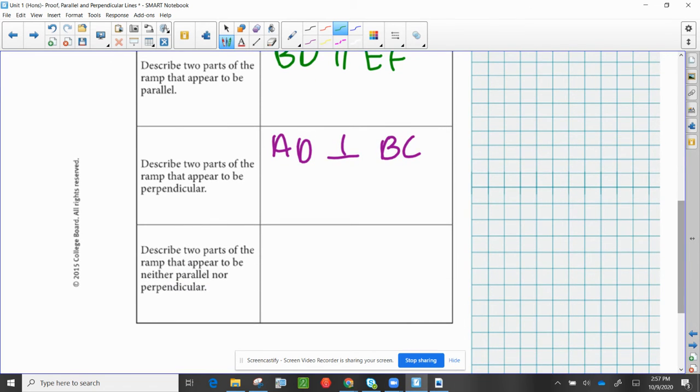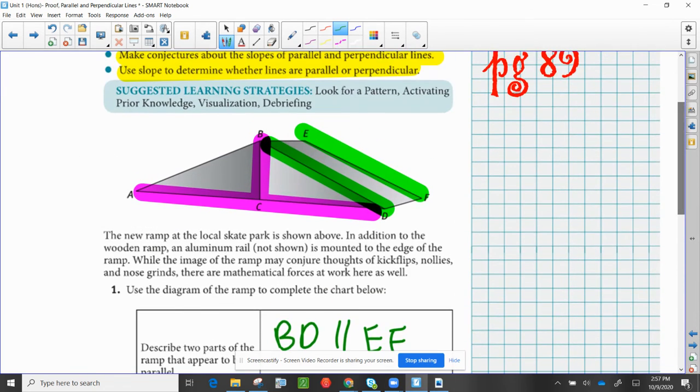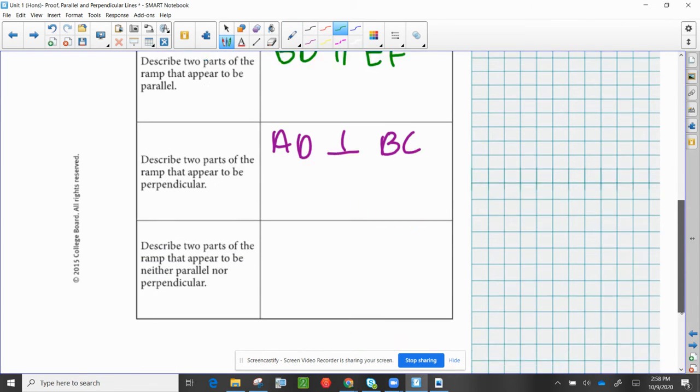And then two parts that look like they're neither. Let's see. Okay, AB and BD, those are just adjacent. They're next to each other, but there's nothing really special about them. So I'm going to say AB and BD.